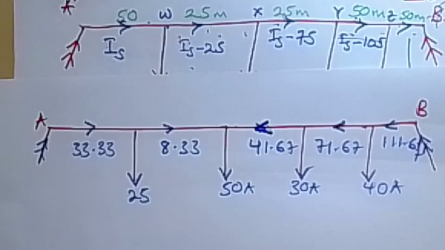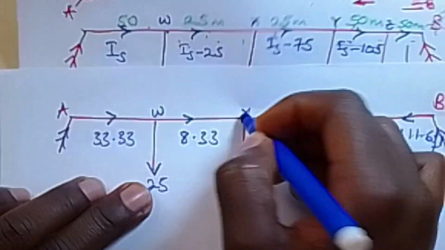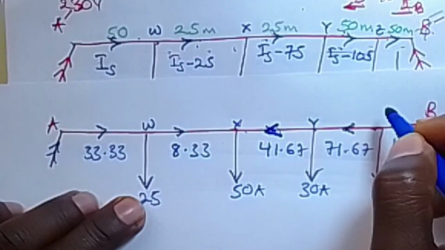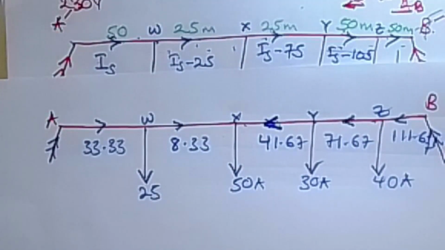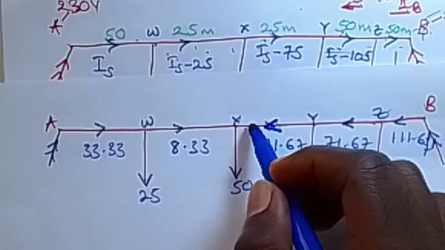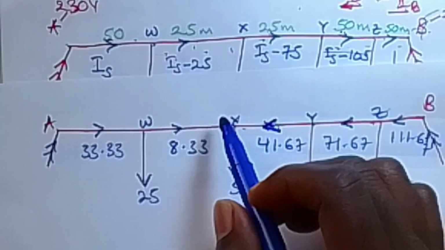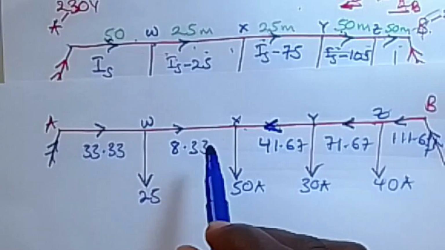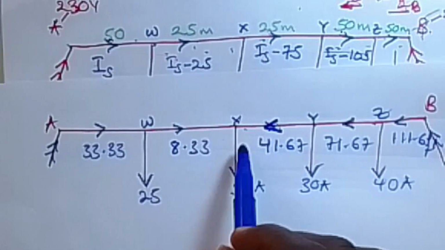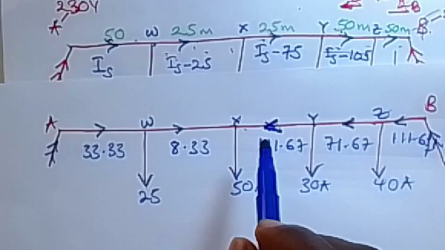From there, what do we need to do? We have our points. We have called this W, X, Y, and Z. Now let us find the point of minimum potential just by looking at this. The point X is the point of minimum potential because it is where the currents are changing direction. So if the currents are changing direction, that is the point of minimum potential.